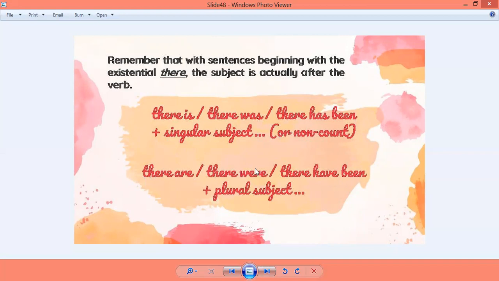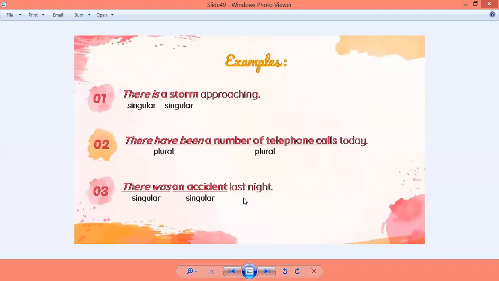There are, there were, there have been. अभी यहाँ कौन से words use हुए हैं? Are, were, have, right? And then hence they will be followed by what? A plural subject. Examples लेते हैं.